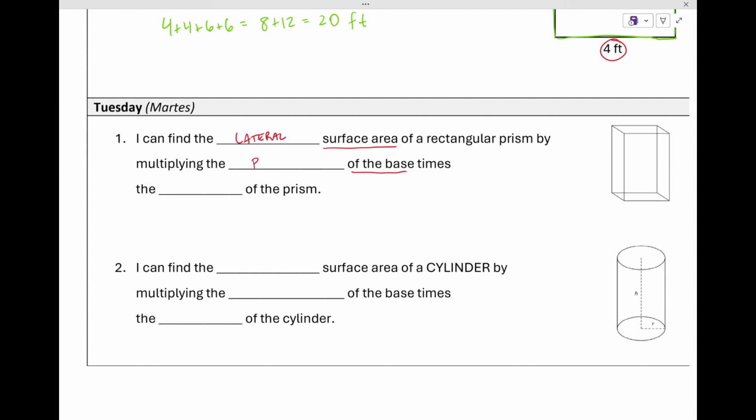That's just the perimeter of the base times the height of the prism. Now remember, if you wanted the total surface area, it's not just P times H, you would also add 2 times capital B, meaning plus 2 times the area of the base.